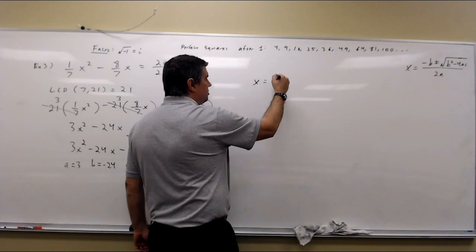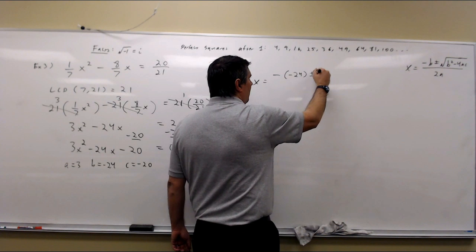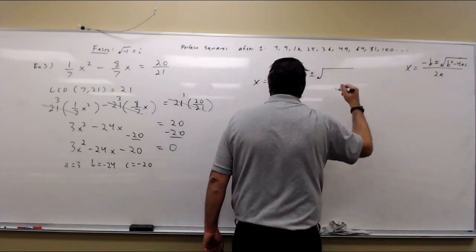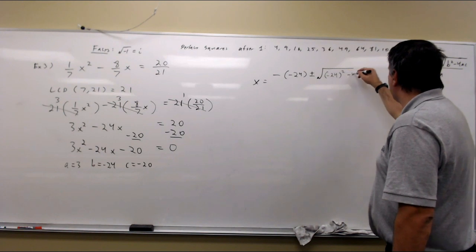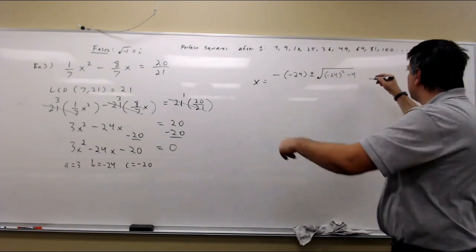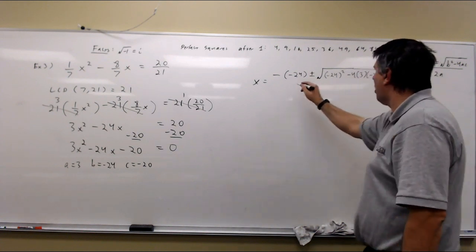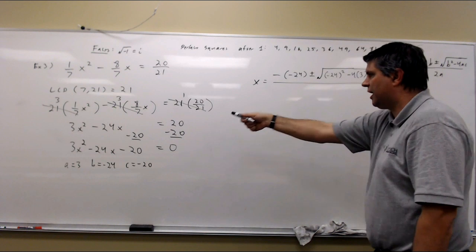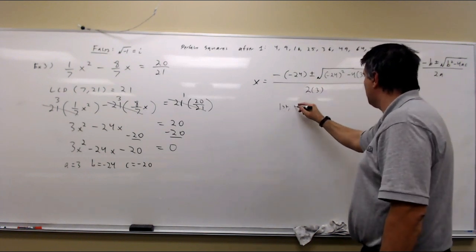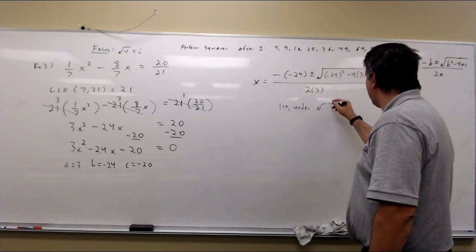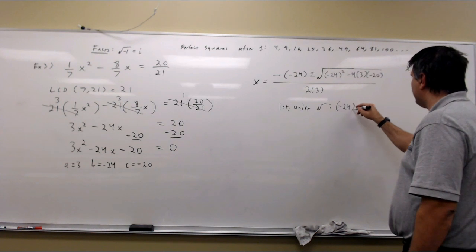So x equals negative 24 plus or minus the square root of negative 24 squared minus 4 times 3 times negative 20, all over 2 times 3. First, I take what's under the radical out separately and work on it separately.